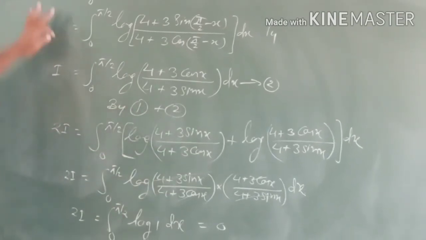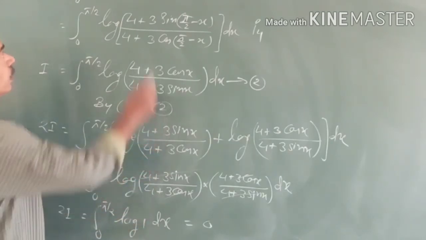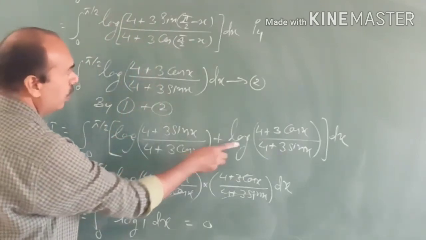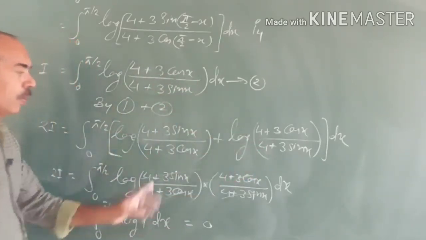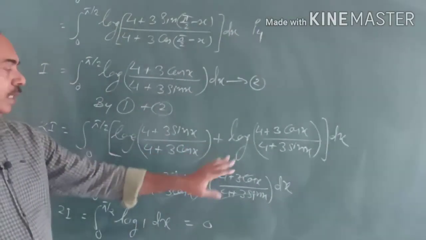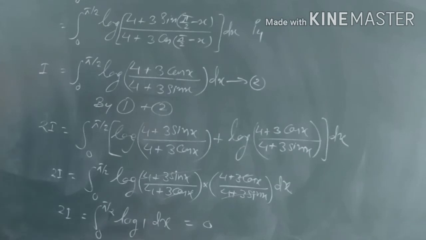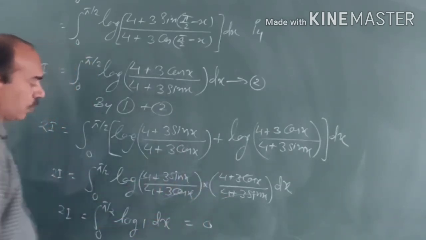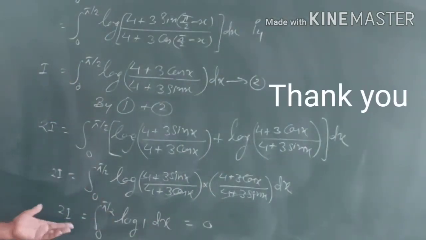Adding 1 and 2, I plus I, that is 2I. Write the integral commonly from 0 to pi by 2. This is the first integral, which is log((4 plus 3 sin x) upon (4 plus 3 cos x)) plus log((4 plus 3 cos x) upon (4 plus 3 sin x)). Now by logarithm rules, log m plus log n means log of m into n. So this bracket into that bracket. Here 4 plus 3 sin x will cancel out, and 4 plus 3 cos x also cancels out, only 1 remaining, and log 1 is 0. So the value of this integral is 0.